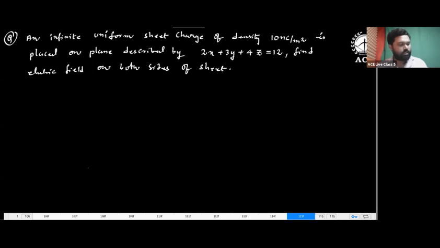Now let us try to solve this question here. An infinite uniform sheet of charge of density 10 nanocoulomb per meter square is placed on the plane described by this equation. Find the electric field on both sides. Earlier, our infinite uniform sheet of charge was placed on the Z equal to constant plane, isn't it? But here it is some arbitrary plane. Let us try to plot that one.